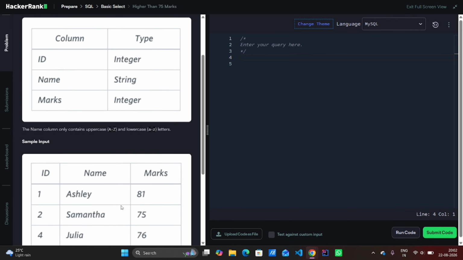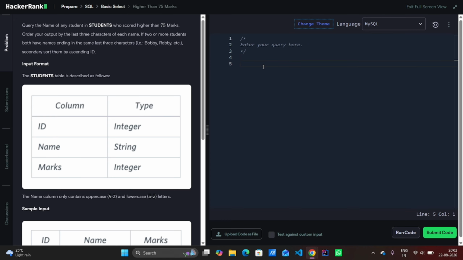So let's try to solve this question. Simply, we select name from students table, where we will apply the condition where marks is greater than 75.